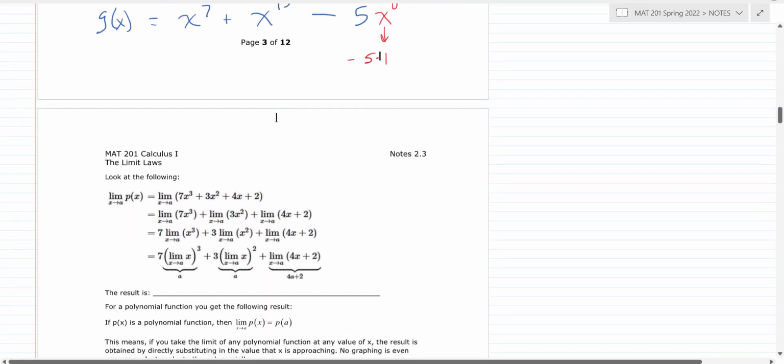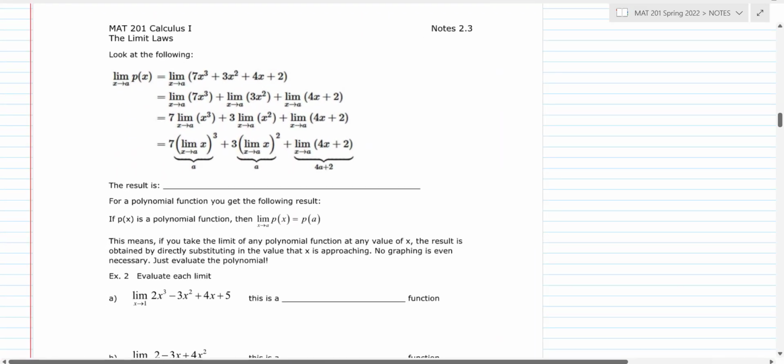Okay, so on the next page, I'm going to go ahead and talk through this example right here. And this is kind of the idea of why limit laws are useful. So this is a polynomial function. You can see I have the whole number powers of x, including that 2x to the 0, just adding them together. And we learned that we have the sum law. And so what we have here is I just broke this up into the limit of 7x to the third plus the limit of 3x to the second. Now I could have broken this up into limit of 4x plus limit of 2. I decided to just do it this way and leave that alone like that.